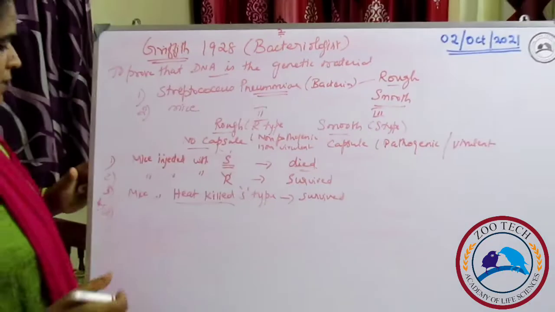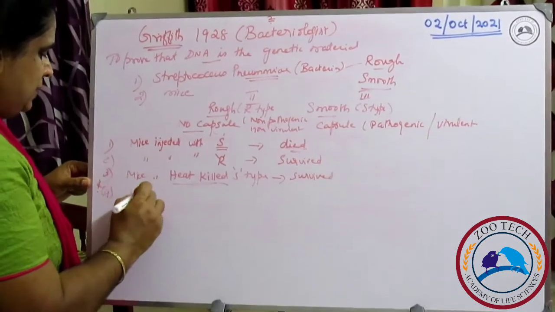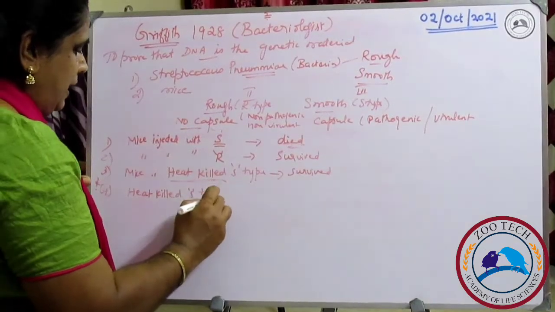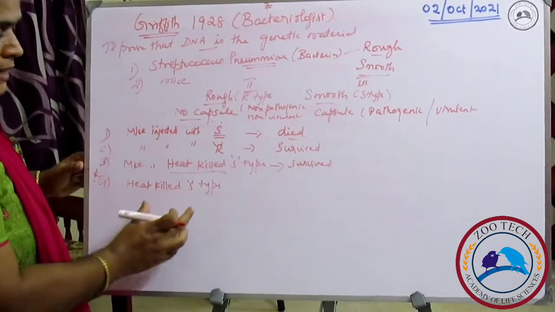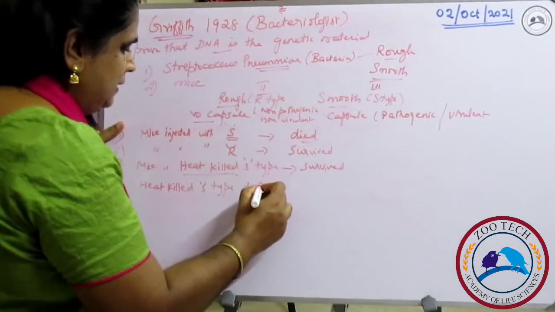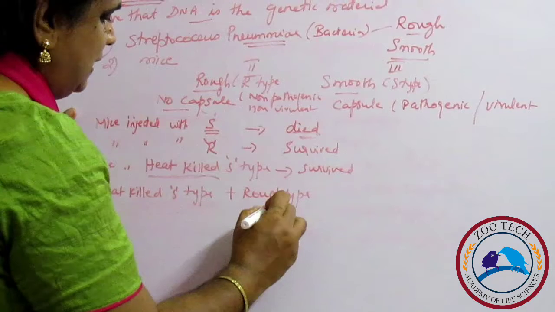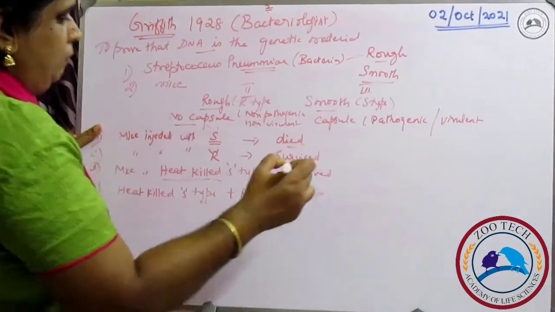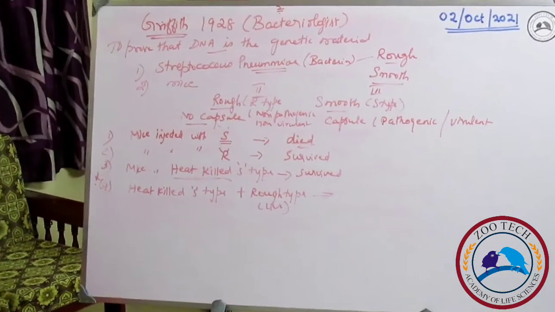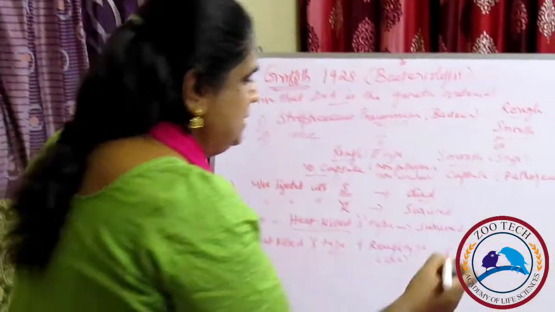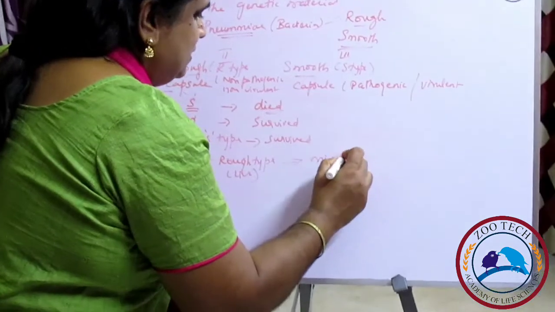Fourth experiment. This is the most important one. What Griffith did, he combined heat-killed S type with the rough type, which is live cells. When injected to the mice, what happened? The mice died.